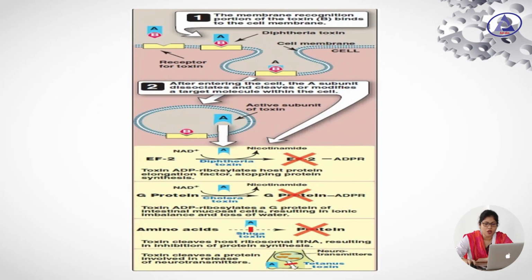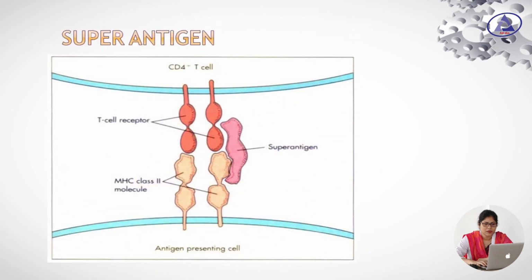This is the overall procedure of how the exotoxin works. It is a super antigen where the T cell receptor binds with the MHC class 2 molecule, and the super antigen binds with the T cell receptor and MHC class 2 and activates the super antigen.